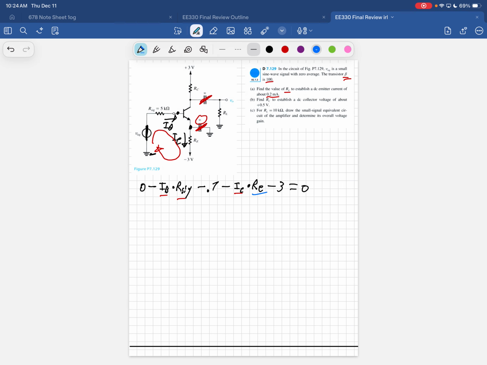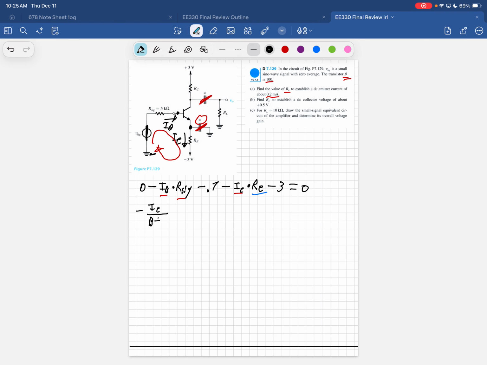Oh, that's interesting. The answer sheet actually has the beta as 101 instead of 100. Well, no. Isn't it beta's relationship? So you have beta plus 1 is the relationship between IE and IB. Oh, yeah, you're totally right. It says IE over beta plus 1 is IB. IE equals beta plus 1 times IB. Got it. Okay.